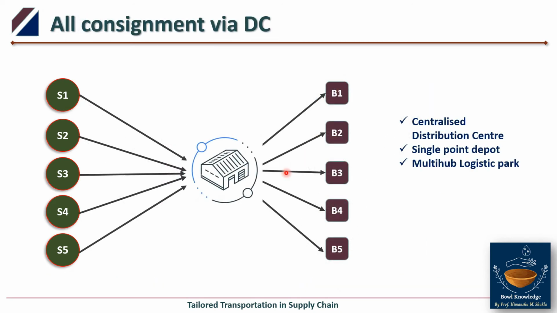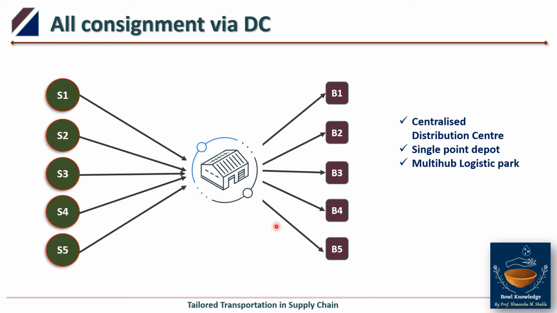Then the next option is all consignment via DC. Now DC, I will use this term from now on as DC only. It is the acronym for distribution center. So as you can see, within this transportation, there is a centralized distribution center in which all the suppliers will send their trucks to DC, and then there will be a separate fleet of trucks who will supply the material from DC to buyer. So it is a single point depot where all the suppliers send their material, and then the depot sends the material to the buyers.